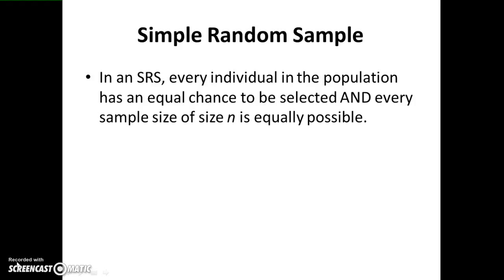Today we're going to be talking about simple random sampling versus stratified random sampling. So we've already defined this in class. Recall that in a simple random sample, every individual in the population has an equal chance to be selected, and every sample of size n is equally possible.